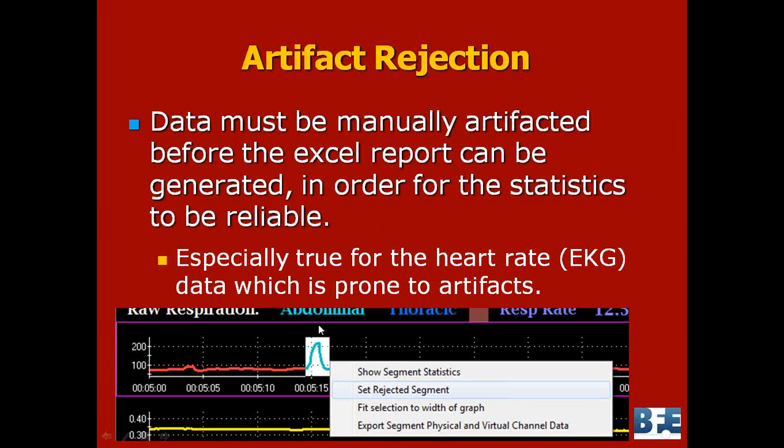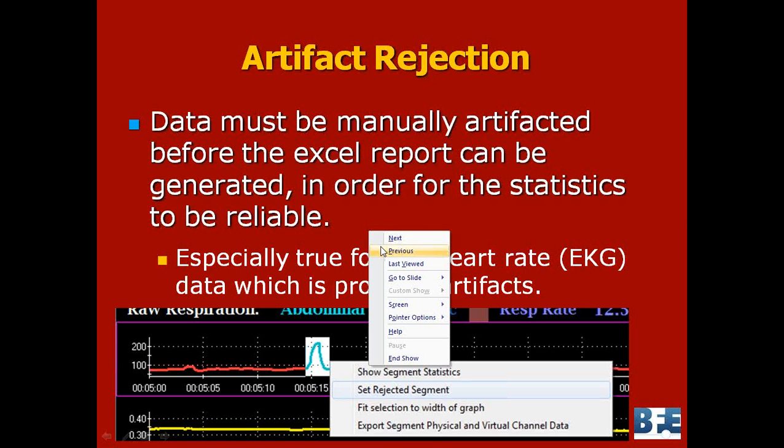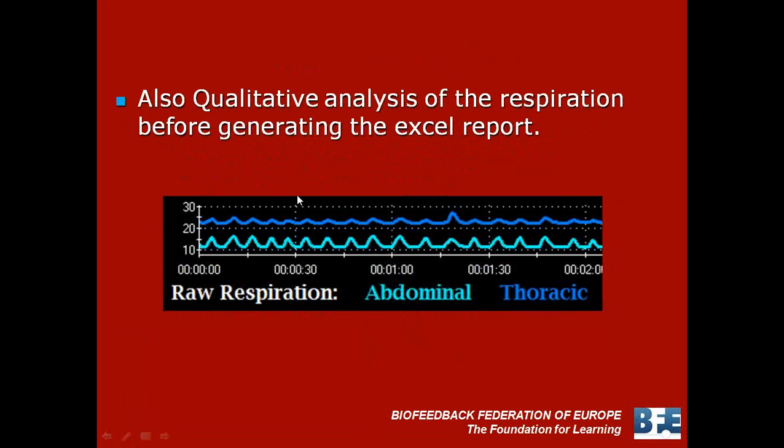Once those are removed, then you can generate the report, and the report's then going to be based on real data as opposed to fake data, and so it's a lot more reliable. A quick little back note is that in review mode you can also do some qualitative analysis of the respiration. You can't do this in the Excel report because we just look at means. By qualitative, I mean you can look at whether the person's really doing good abdominal breathing over thoracic or chest breathing. So the person's really doing belly breathing as opposed to just breathing with their chest and not getting in enough oxygen.